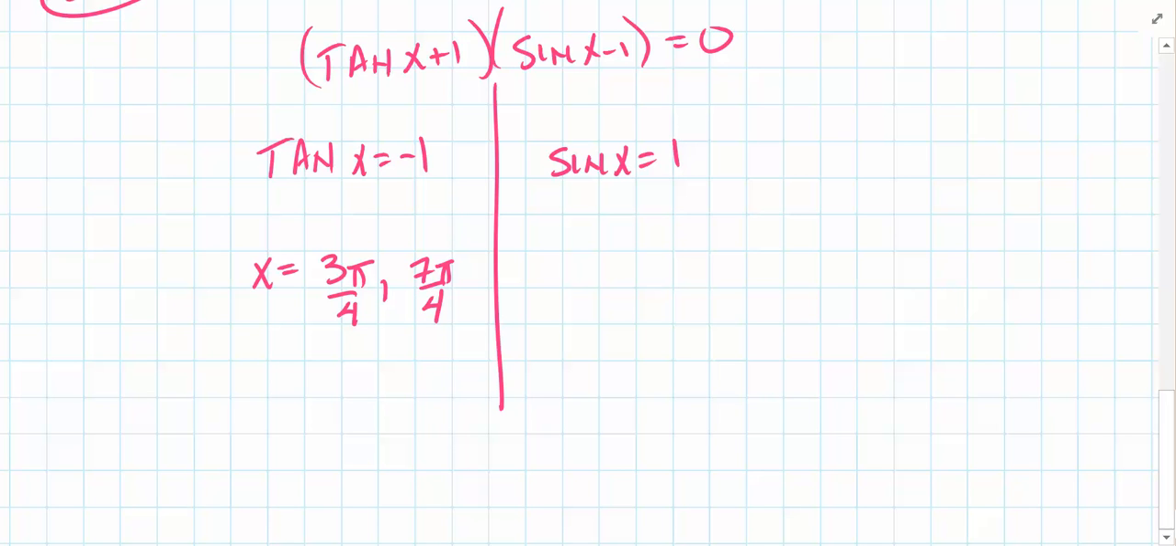Then ask yourself on the other one, when on the unit circle from 0 to 2 pi will the sine of x be 1? There's only one spot that's going to happen. Pi over 2. Yes, very good. Pi over 2. So therefore, ladies and gentlemen, there are your 3 solutions.